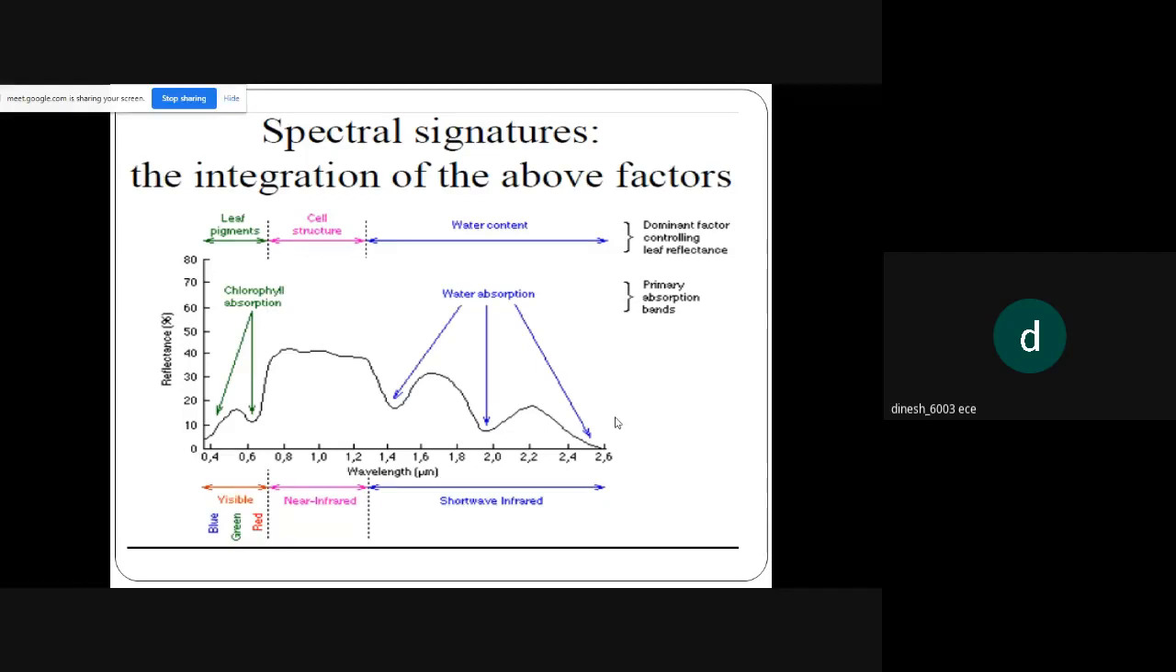Next are the spectral signatures, the integration of the above factors that we have seen: leafy pigments, cell structure, and water content. This is divided, depending upon the wavelengths, into visible, near infrared, and shortwave infrared. The dominant factor for controlling leaf reflectance is your leafy pigments, whereas the primary absorption bands are chlorophyll absorption and water absorption. Depending upon this absorption, we can also find the spectral curves for water content on the earth surface.